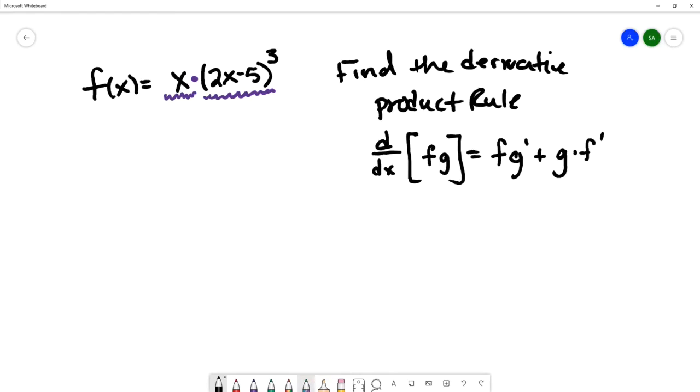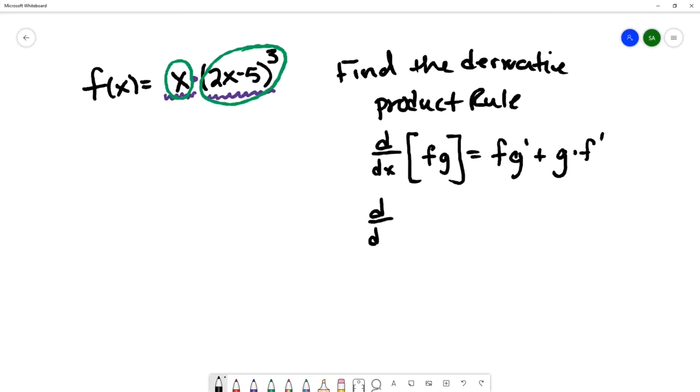And then if I look within each individual factor, I'm going to have to take the derivative of x. That's simple. The derivative of x is 1. But I'm also going to have to take a derivative of the second factor. And this has a power attached to something other than x. And so I know I'm going to have to use the chain rule when I'm calculating the derivative of that portion. So let's take a look at what the chain rule looks like.